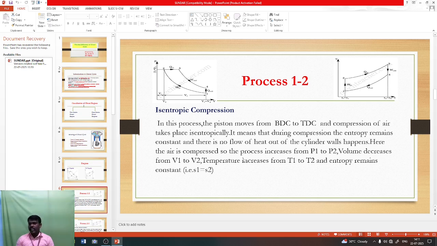Next we can see our TS diagram, that is the temperature-entropy diagram. In that diagram, during the process 1 to 2, which is called isentropic compression, the temperature increases from T1 to T2. At the same time, the entropy remains constant. You can see S1 is equal to S2. So there is no heat transfer.